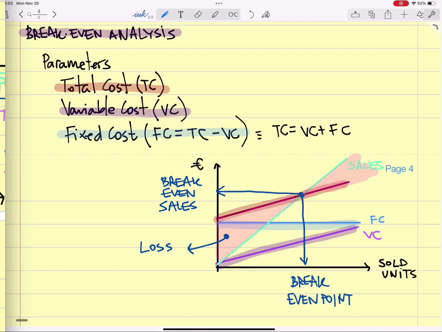where you start what? Doing what? Yeah, at the break-even point, you make profit. Profit, very good. So from there on, you are making profit.